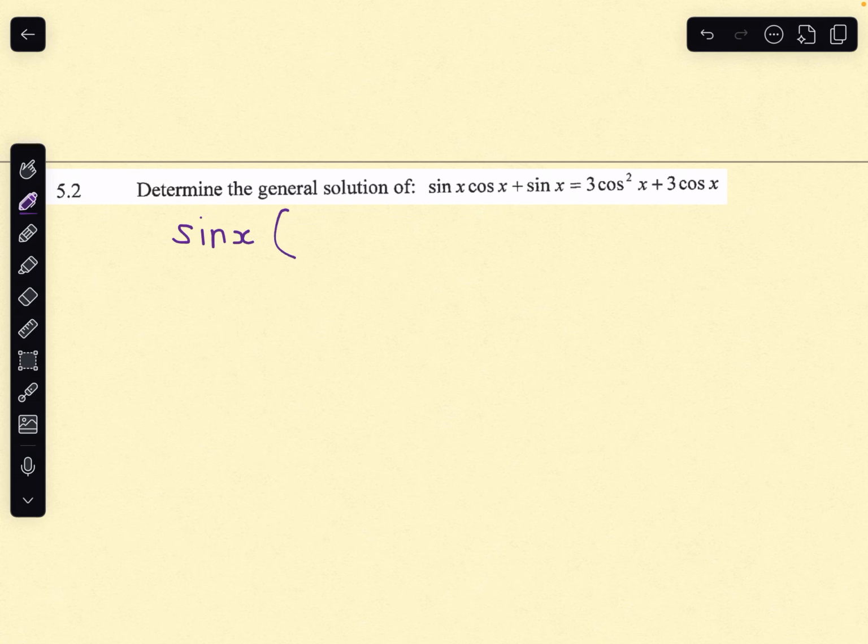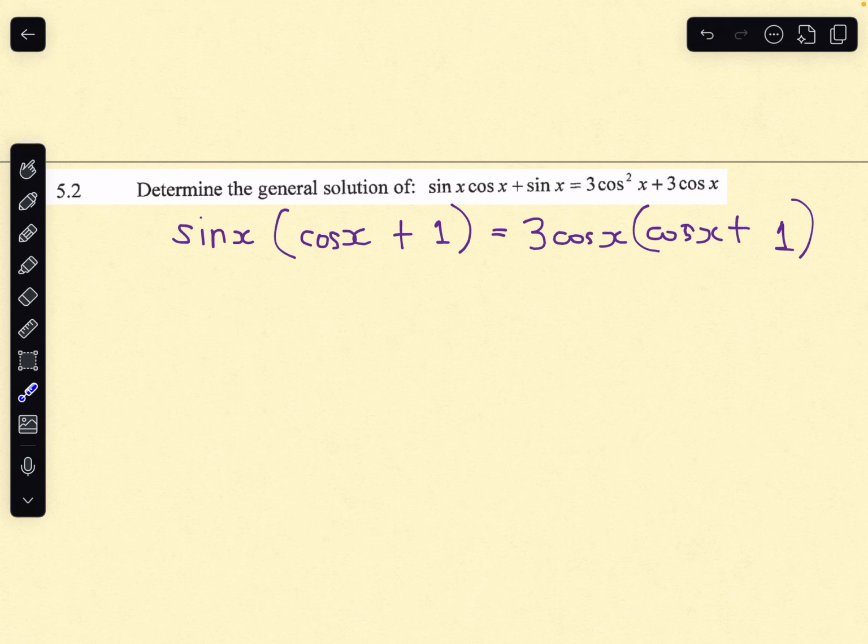it lands us. So if I factor out sine x from my first term, I'll be left with cos x. From my second term, I'll be left with 1. Then on this side, we have a common 3 cos x. And in the first term, we'll just be left with cos x. And in the second term, we'll be left with 1. And would you look at that? Both sides of the equation then have a common factor of cos x plus 1.